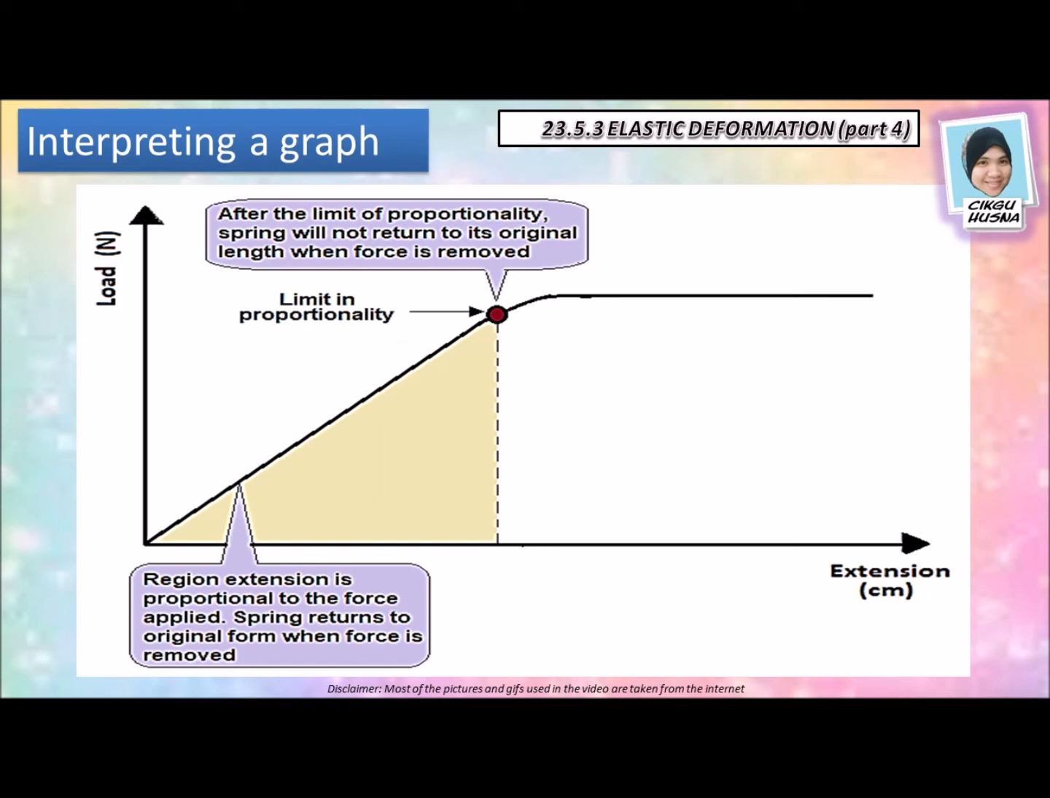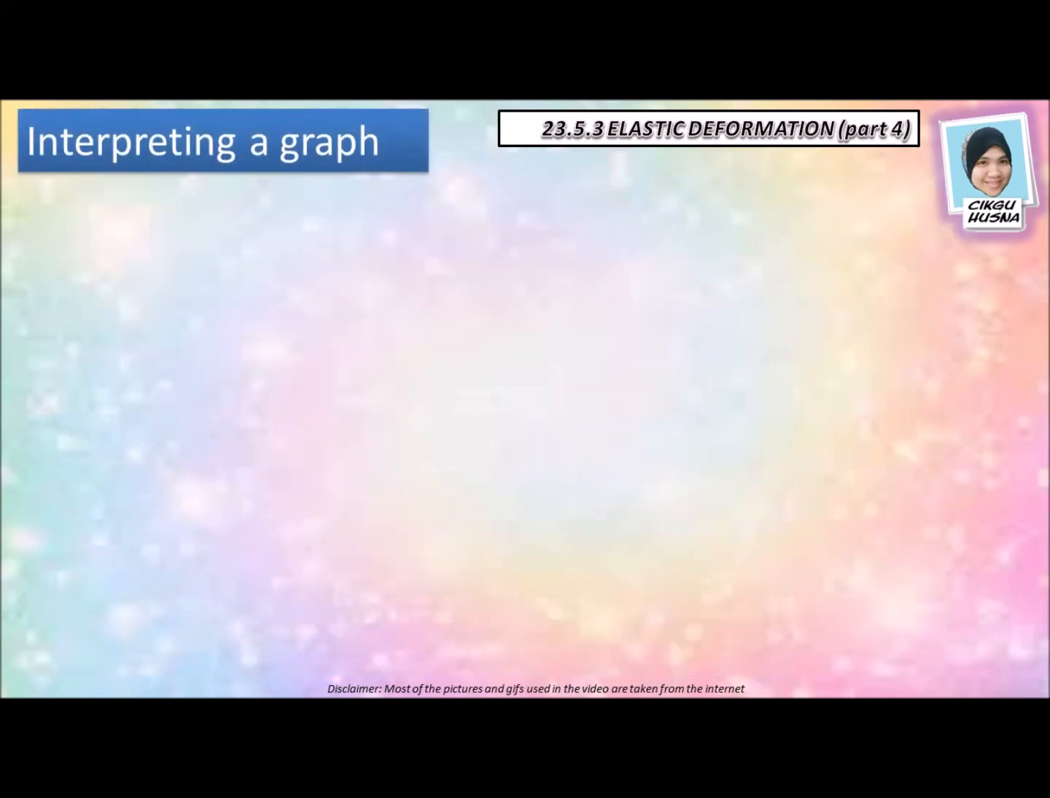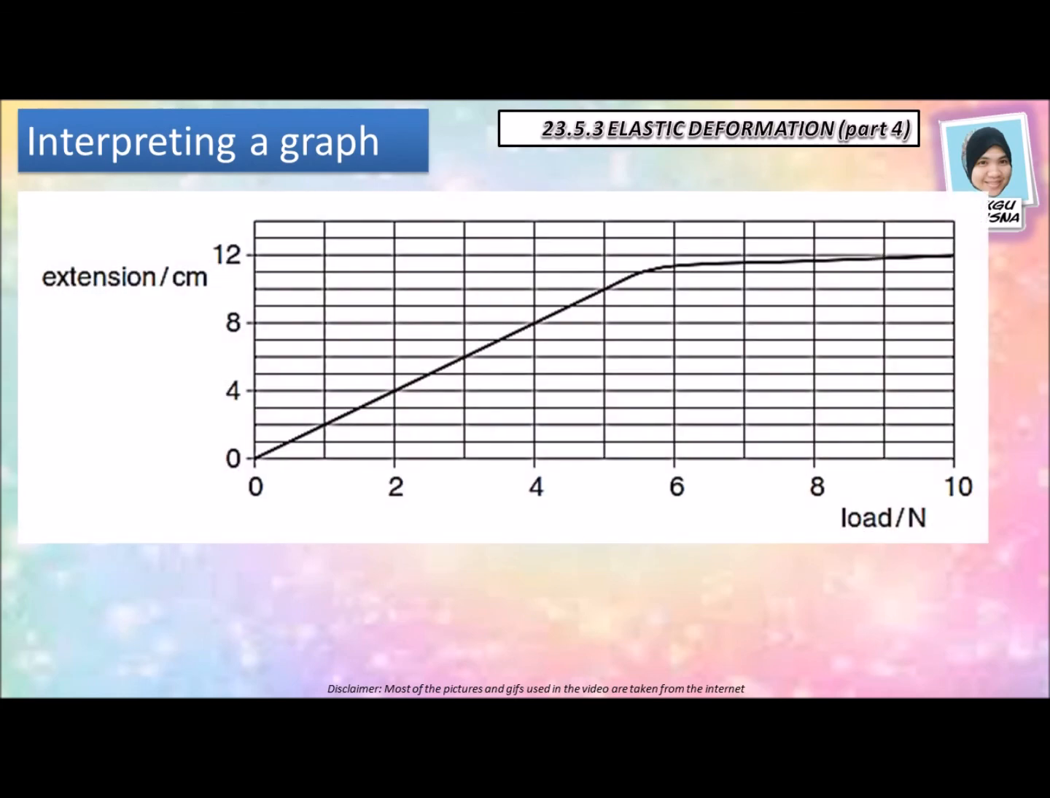As you can see here, if you see a slanted line, it means that the load and the extension are proportional. Spring will return to its original form when force is removed. However, as you see here, there's a limit. After the limit of proportionality, spring will not return to its original length when force is removed.